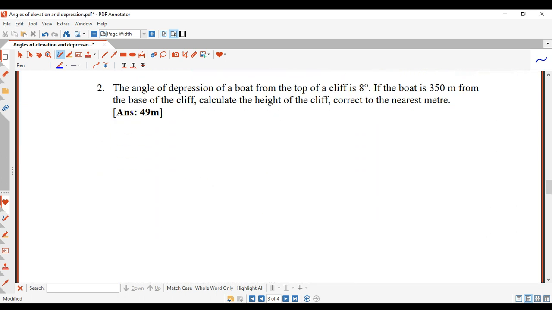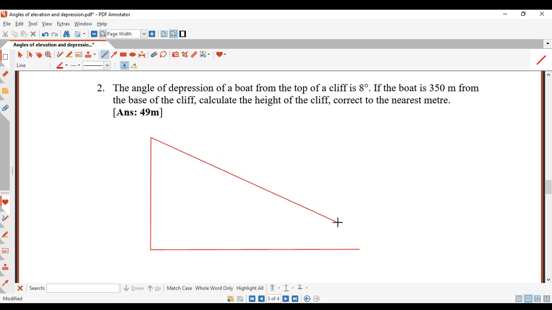All right, so we've got the angle of depression of a boat from the top of a cliff. So let's draw our right angle triangle again. So a vertical line for the cliff. Okay, and it says the boat is 350 metres from the base of the cliff. So just draw that there and then complete the triangle. There we go. All right, so put in the right angle.